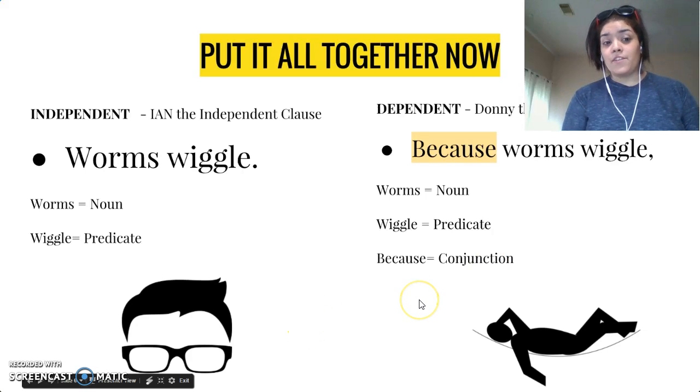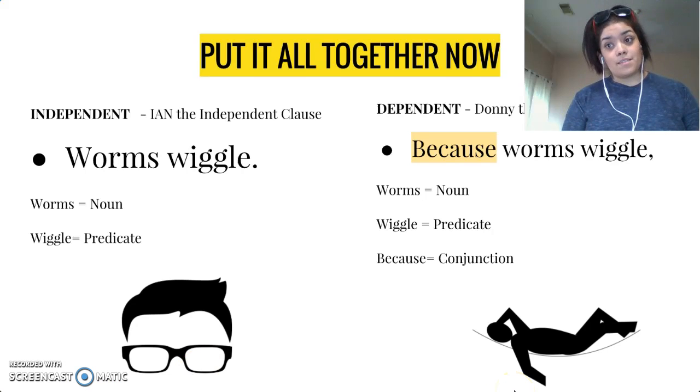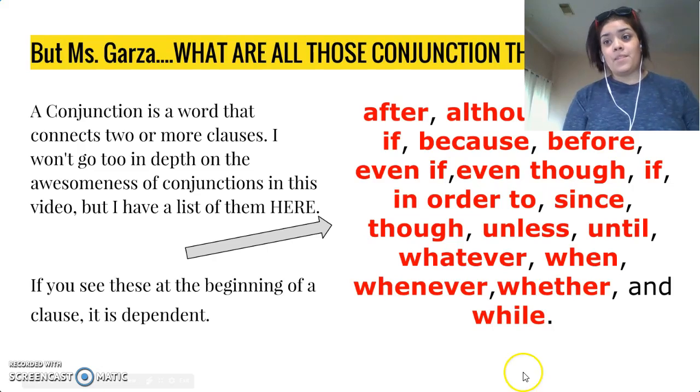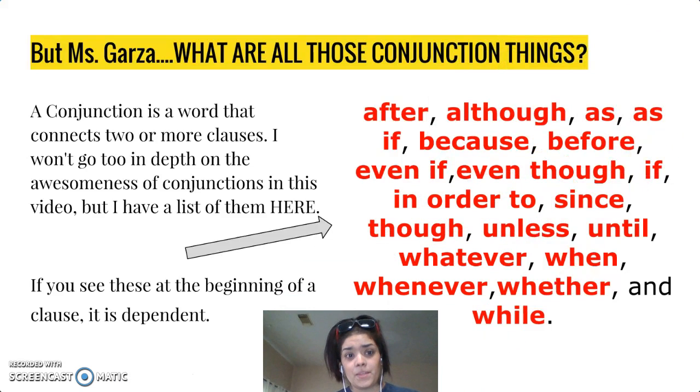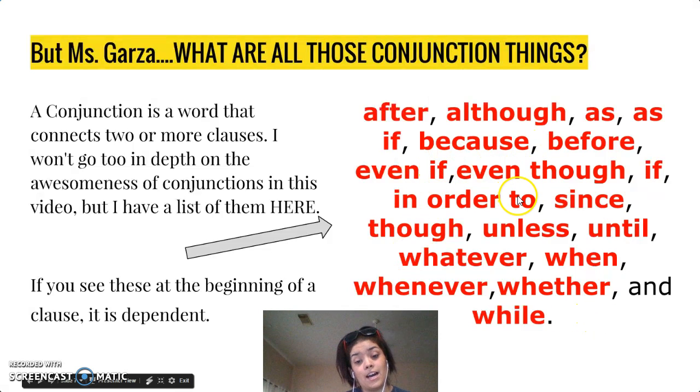All right, that's the big difference between Ian and Donnie. It's really not that big a difference, but it is important. Okay, but Miss Garza, what are those conjunction things? I'm sure that's exactly what you're asking because you're wondering how I got because in there. I don't want to get too much into conjunctions, but a conjunction is a word that you can use to connect two clauses together. And I'm going to get more in depth on this in the video on the four types of sentences. But in case you're wondering, these are some different conjunctions that you might see attached to Donnie, the dependent clause.